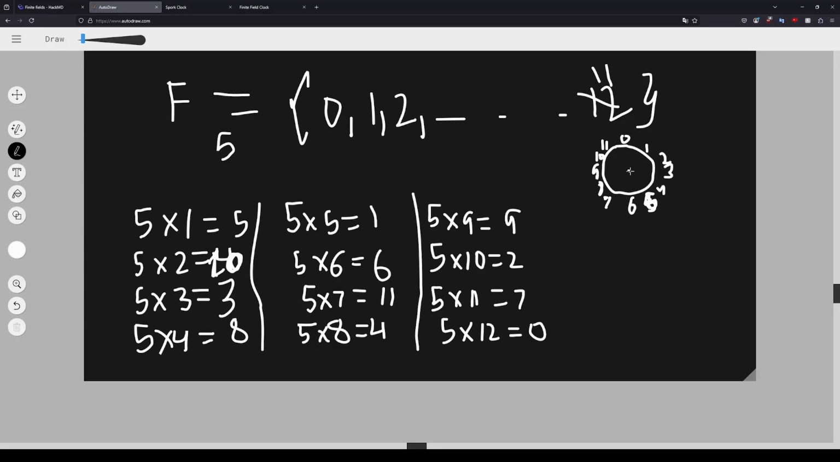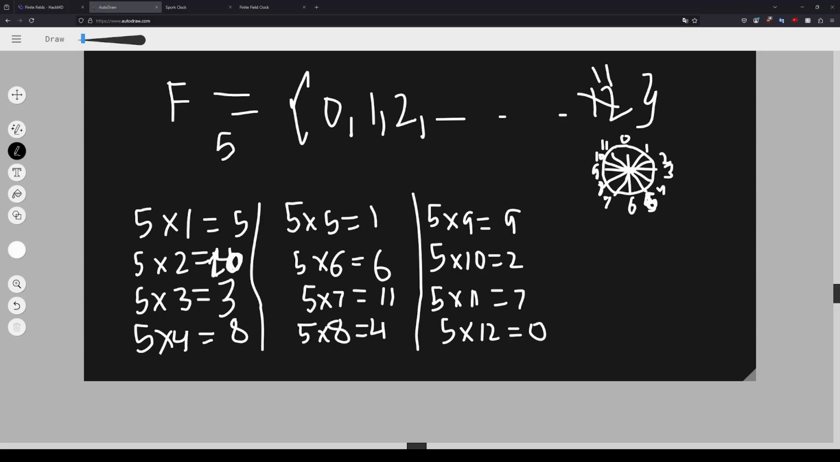So if we start from 5, then we were able to reach 1, 2, 3, 4, 5, 10, and then 3, and then 8, then 1, then 6, then 11, 4, 9, 2, 7, and 0. So as you can see, in the case of 5, it's clearly different.